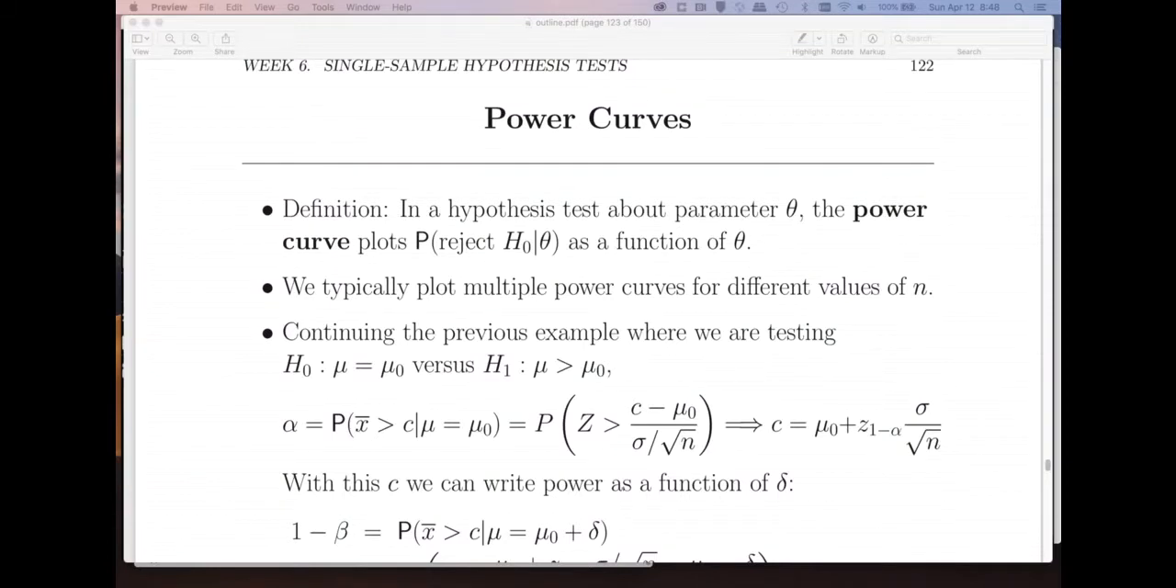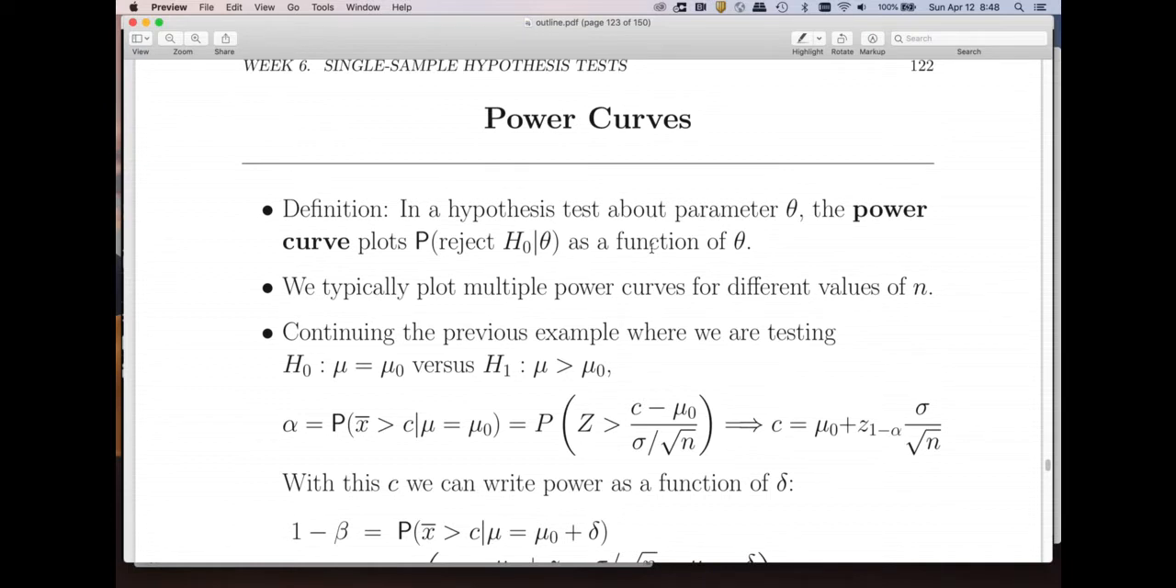The next topic that I want to discuss is a power curve. What a power curve is, it gives us the probability of rejecting some H naught as a function of the parameter.